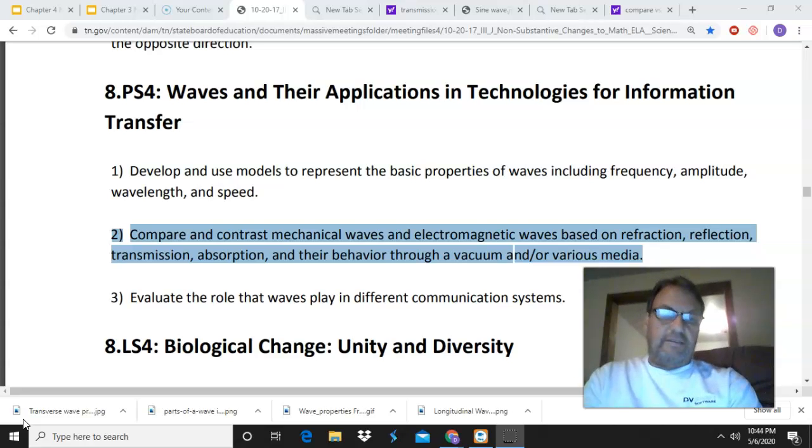So the main thing that we need to keep in mind on this particular standard for what you're going to need to know at this particular level is that the biggest contrast is that electromagnetic waves will act differently because they can travel through the vacuum or space as we know it. And mechanical waves require a medium, and electromagnetic waves can travel through a medium. So that's one way that they would compare or be alike.